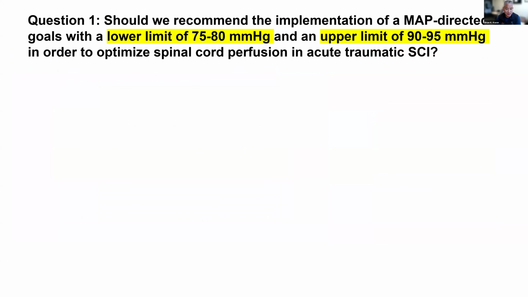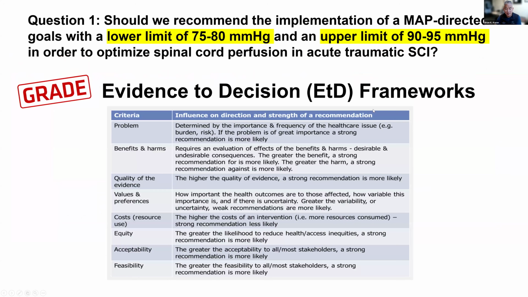So this was the question that then went through the evidence to decision framework. Should we recommend the implementation of a MAP-directed goal with the lower limit of 75 to 80, as we voted on, and the upper limit of 90 to 95 at the upper end to optimize spinal cord perfusion? And I made reference to this evidence to decision framework, which sounds complicated, but as I pointed out in the intro, it's in some respects kind of intuitive about the way I think we normally think about clinical decision making.